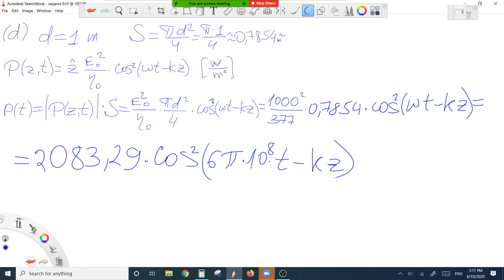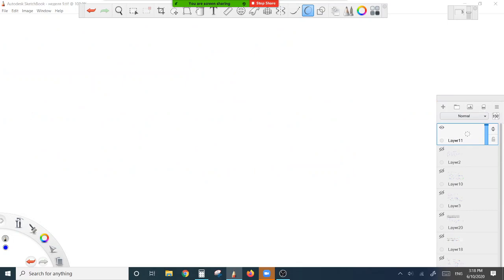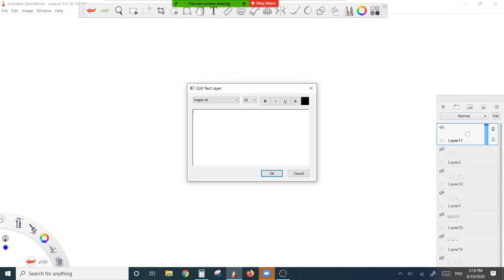Now we may calculate the time averaged power received by the antenna.